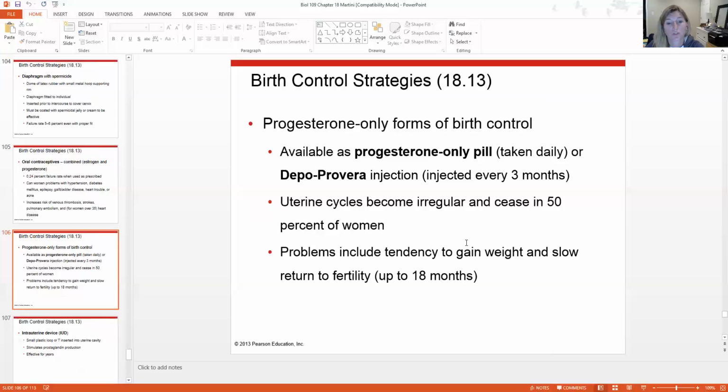Progesterone-only forms of birth control pill are available through Depo-Provera or a progesterone-only pill. The uterine cycles will become irregular and basically cease in about 50% of the women, and the problems include weight gain or slow return to fertility with the progesterone-only birth control.